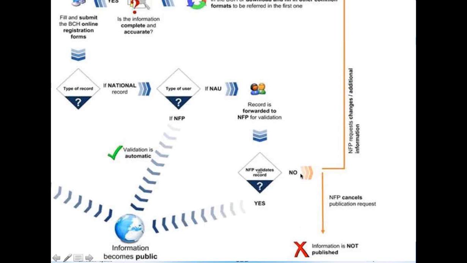Or if he rejects the information, then the national focal point will either request additional changes, and it will go back to the national authorized user to change the information that has been asked to change or to provide additional information as requested, or the national focal point can choose to cancel that publication altogether and the information will not be published. So you can see that the national focal point is a very powerful person.